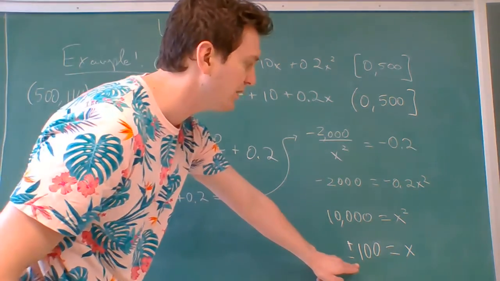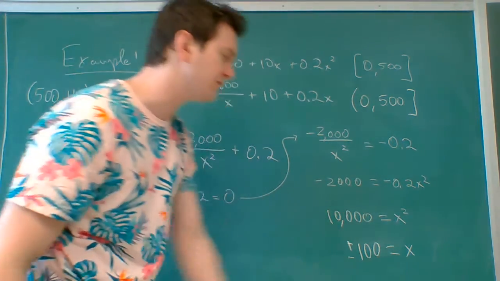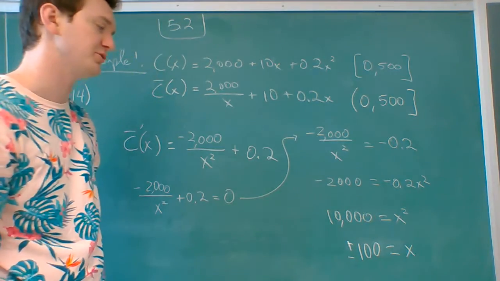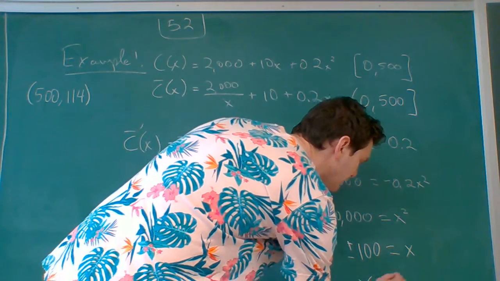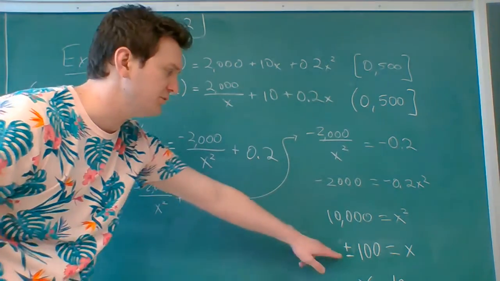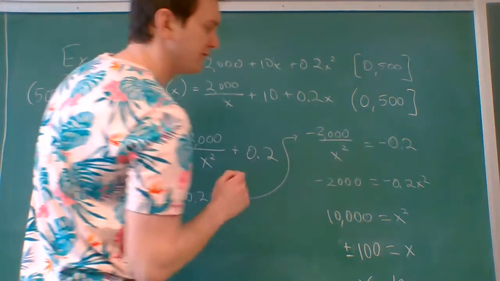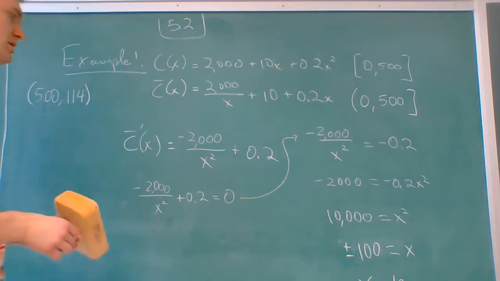that negative 100 is not in our domain, right? x is a number of jerseys. We can't make negative 100 jerseys. So we'll just say x is 100. We'll just ignore that negative value because it's not in our domain, because our domain is 0 to 500.